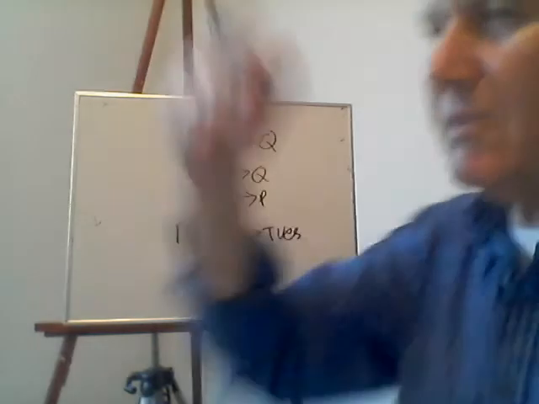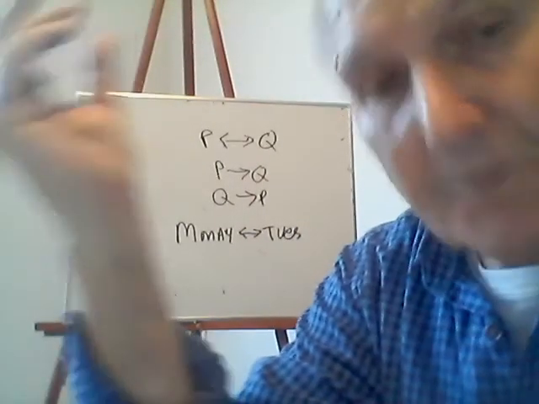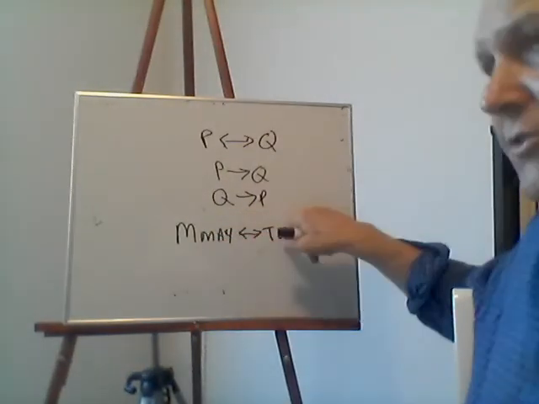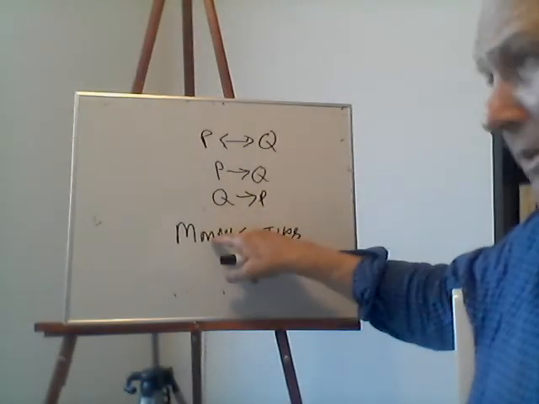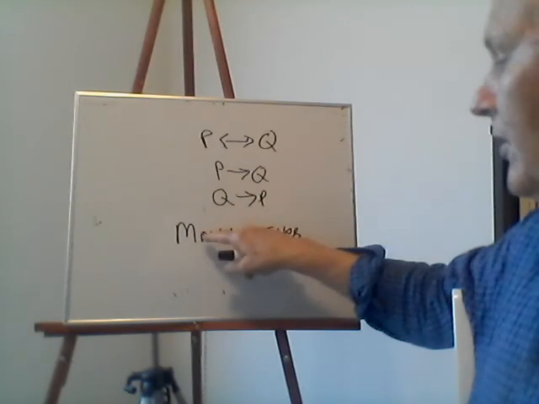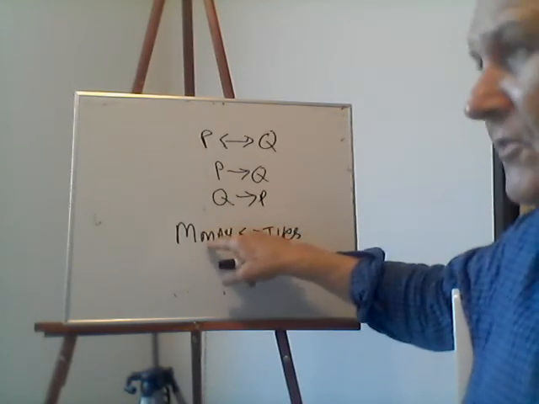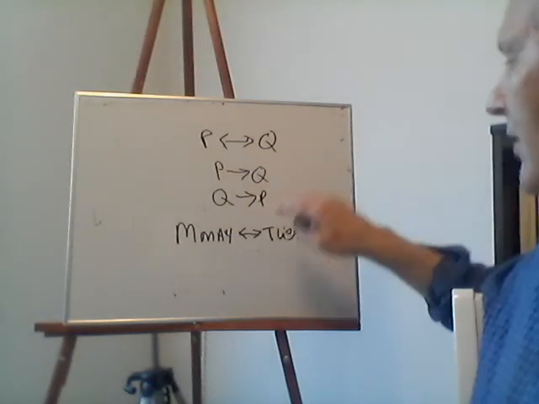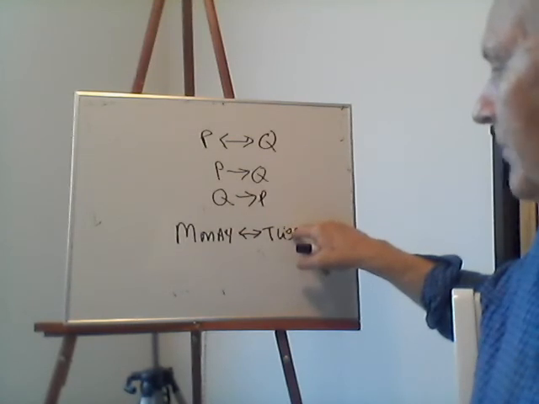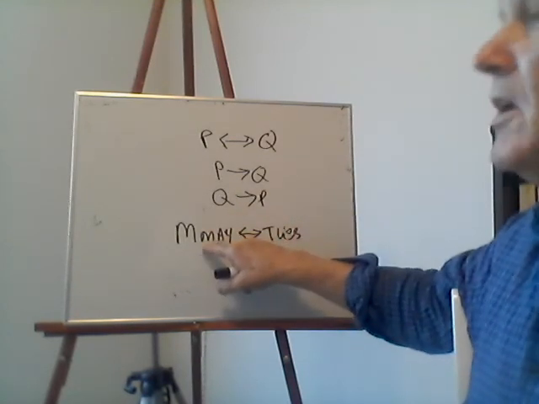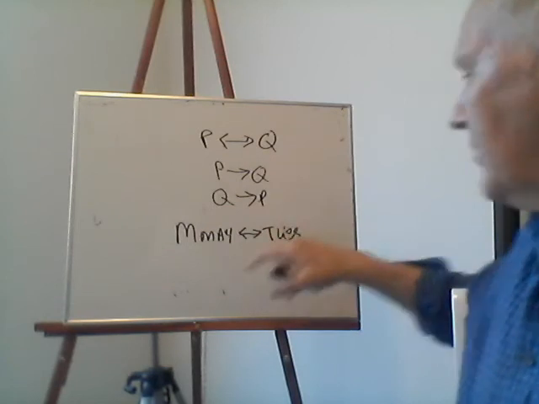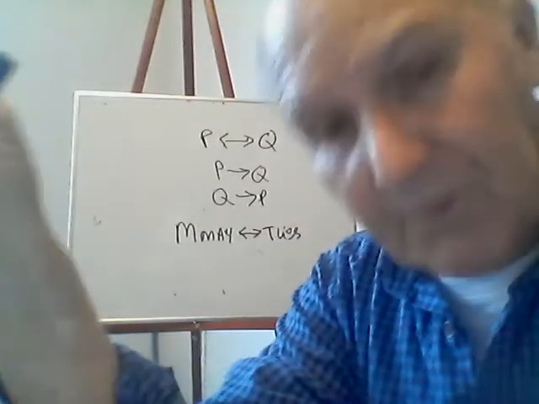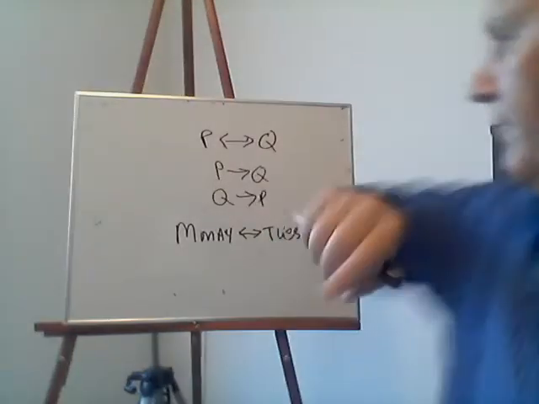Meaning if today is Monday, then tomorrow is Tuesday. And if tomorrow is Tuesday, then today is Monday. Today's being Monday is sufficient for tomorrow's being Tuesday, because if today is Monday, then tomorrow is Tuesday. Today's being Monday, though, is not only sufficient, but it's necessary, because tomorrow cannot be Tuesday unless today is Monday. Tomorrow's being Tuesday is necessary for today's being Monday, because today cannot be Monday unless tomorrow is Tuesday. And tomorrow's being Tuesday is also sufficient for today's being Monday, because if tomorrow is Tuesday, then I know for sure that today is Monday.